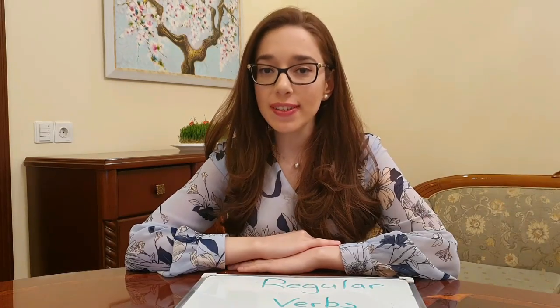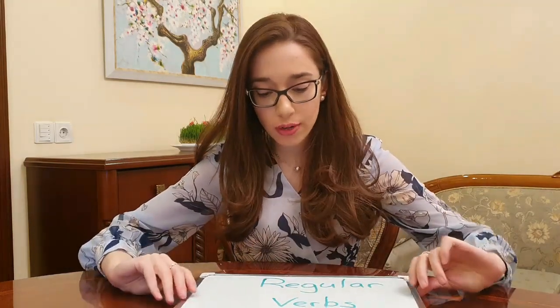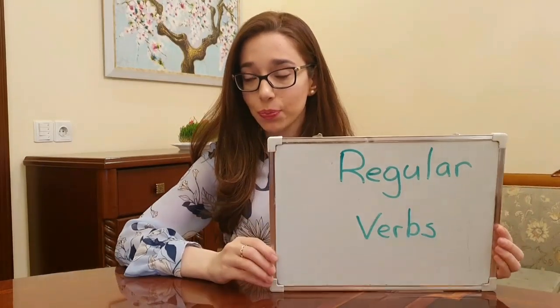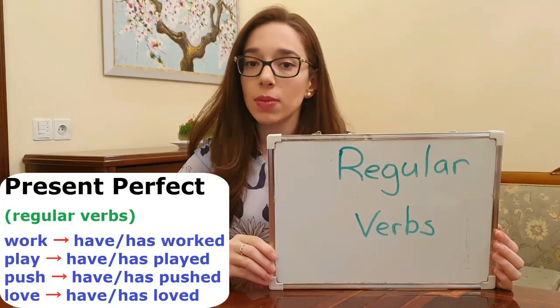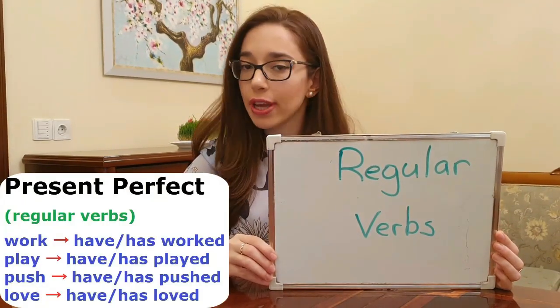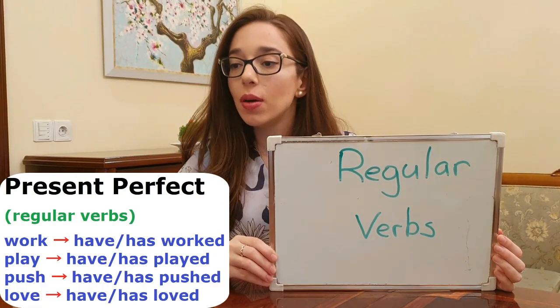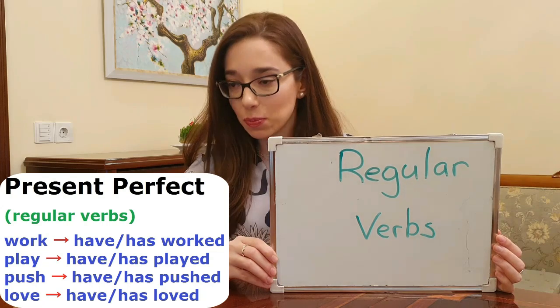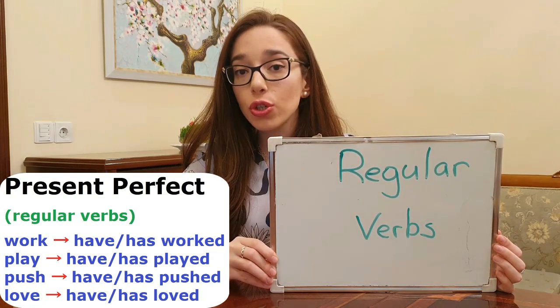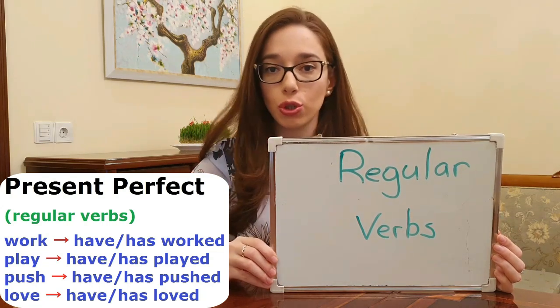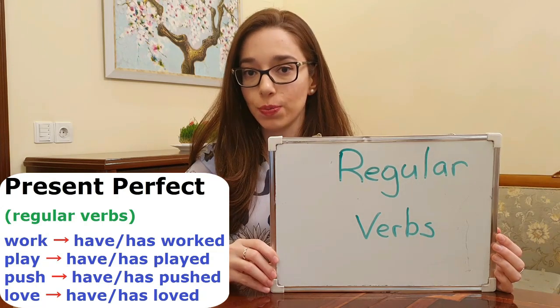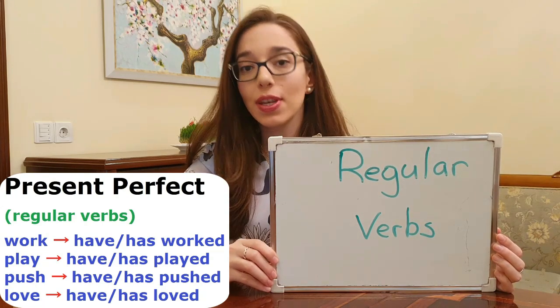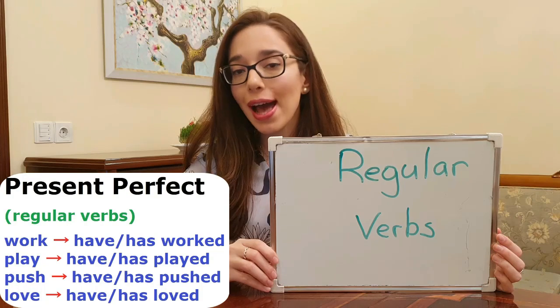Let's use the same examples that we did with past simple. For regular verbs, work becomes have worked or has worked. Play becomes have played or has played. Push becomes have pushed or has pushed. Love becomes has loved or have loved.